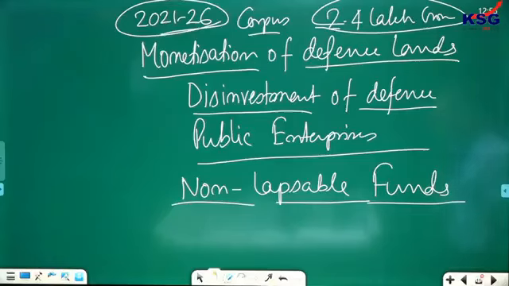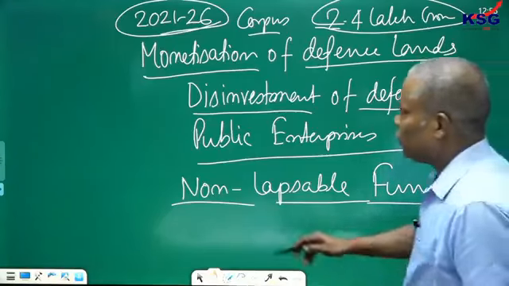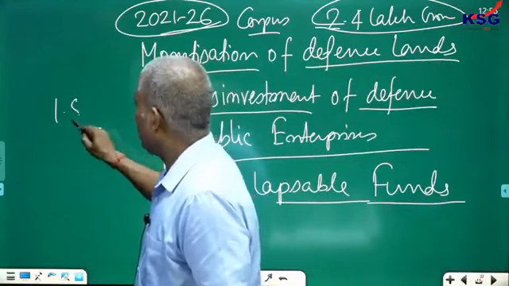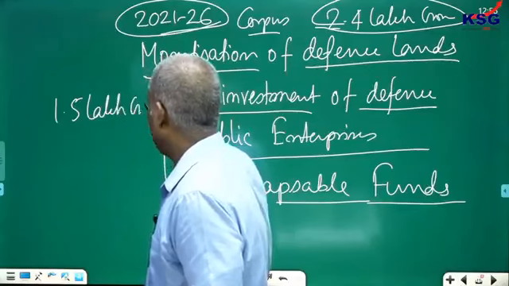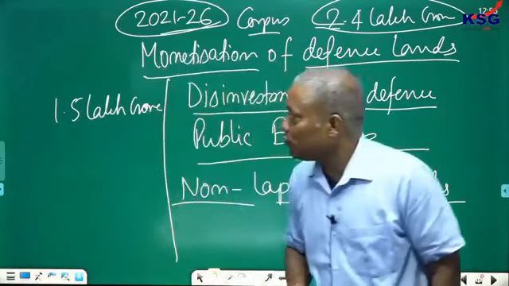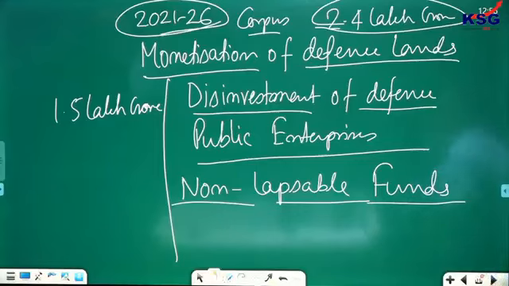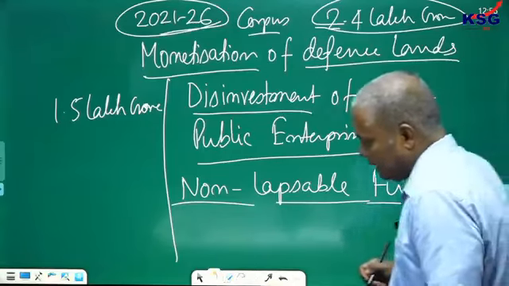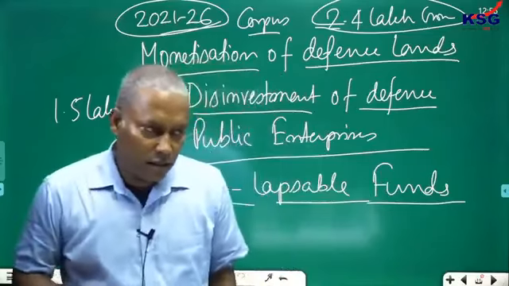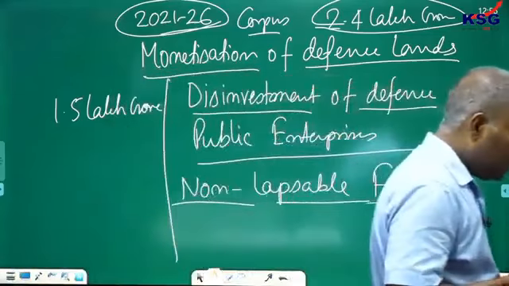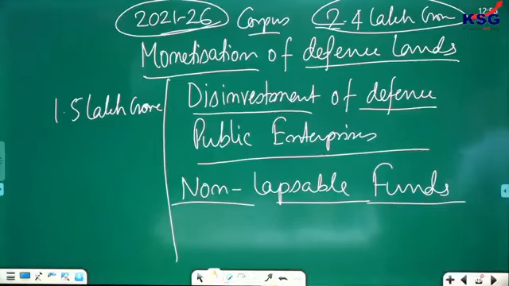Out of this, rupees 1.5 lakh crore will be transferred from the Consolidated Fund of India, and the rest of the amount will be generated from the disinvestment of defense public sector enterprises, and monetization of defense lands.